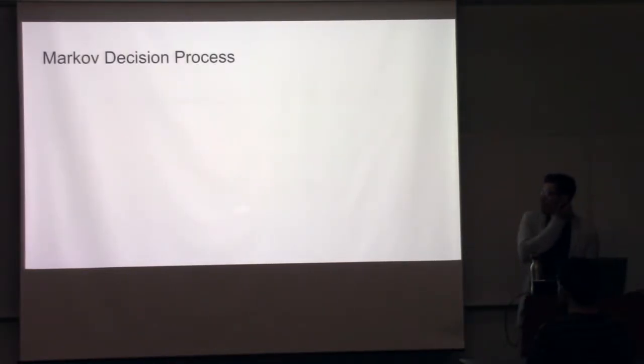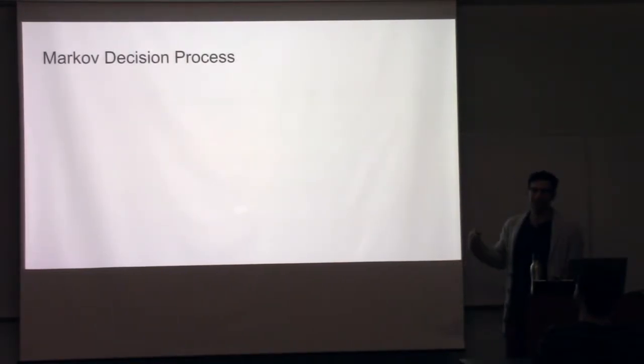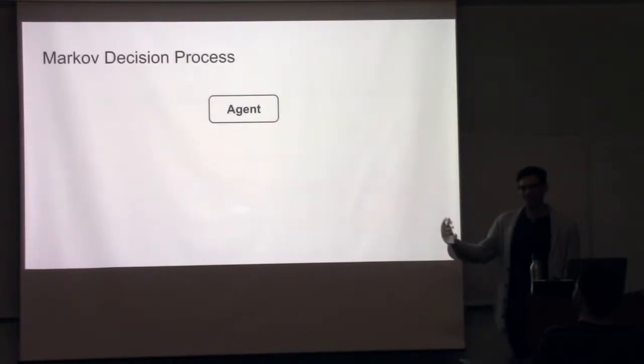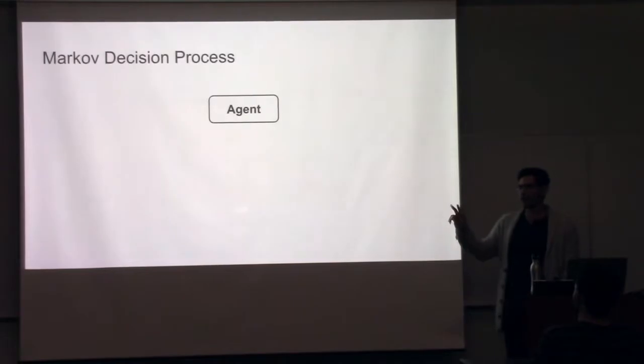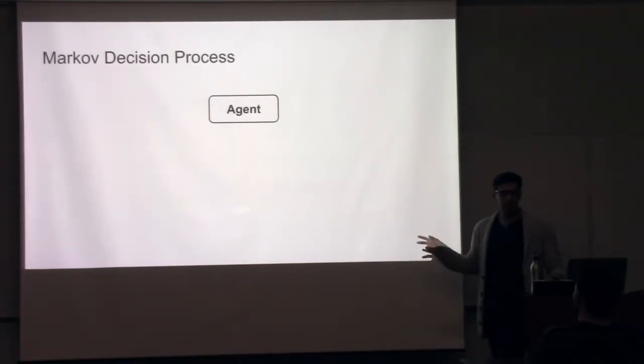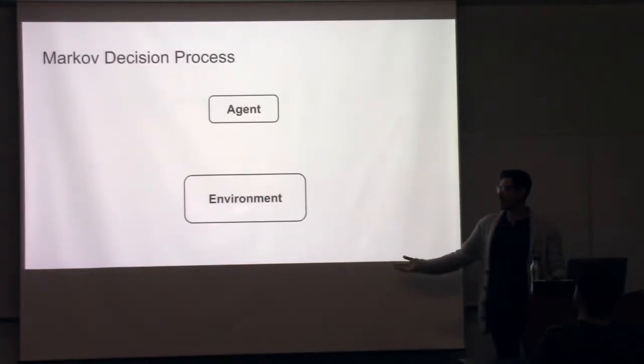OK, so let's start from the beginning. In the reinforcement learning framework, we model the sequential decision process as a Markov decision process. In this framework, we have an agent, which is both a learner and a decision maker. And we have an environment, which represents everything external to the agent. It basically represents the world.